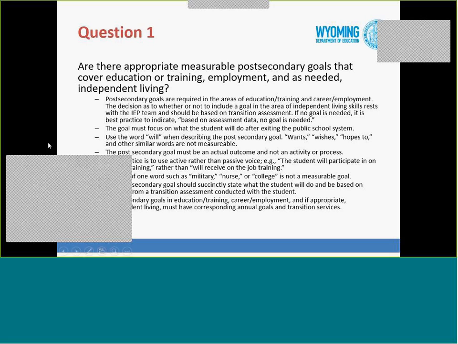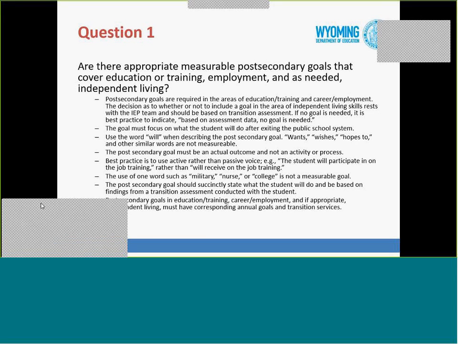So the very first question on the checklist is, are there appropriate measurable post-secondary goals that cover education or training, employment, and as needed independent living? Post-secondary goals are required in the areas of education, training, and career employment. The decision as to whether or not to include the goal of independent living does rest with the IEP team. It is best practice to indicate, based on assessment data, that no goal is needed if you don't need a post-secondary goal for independent living.